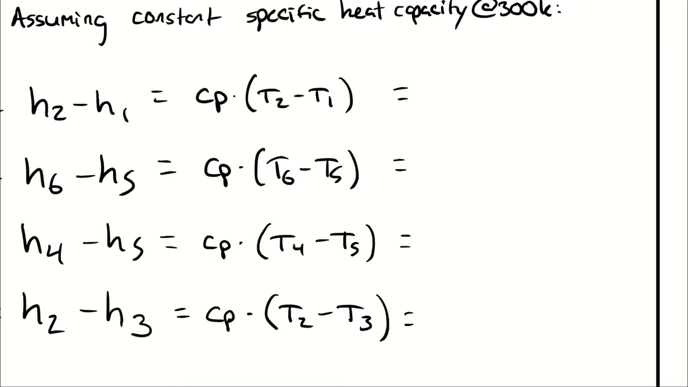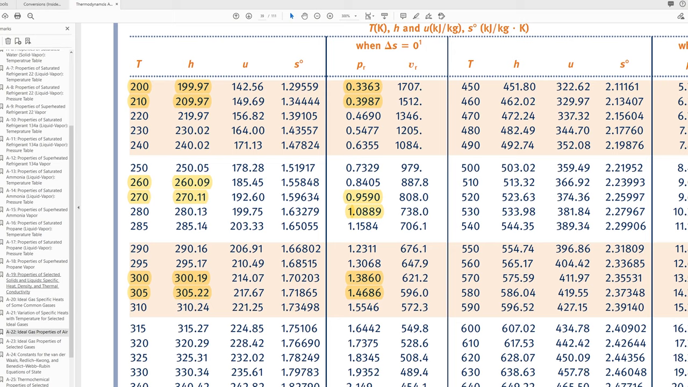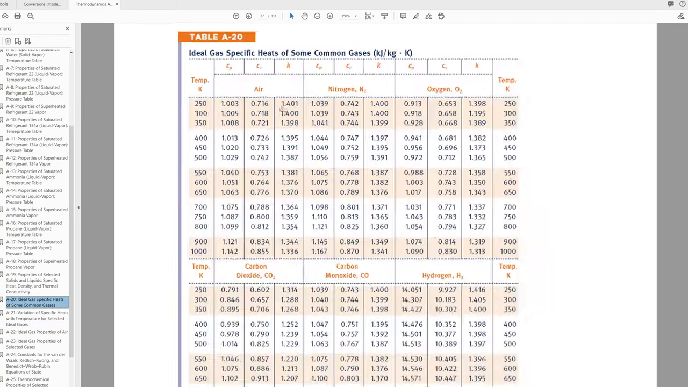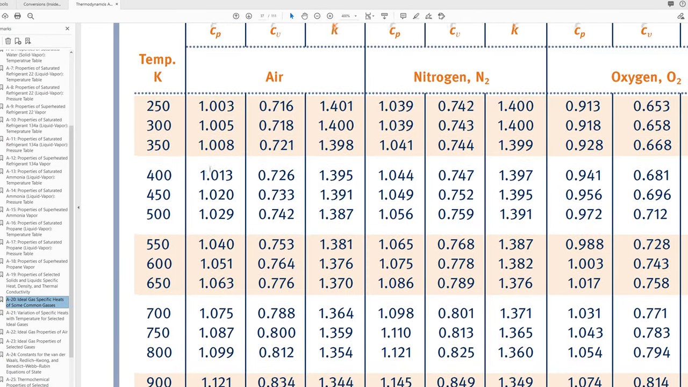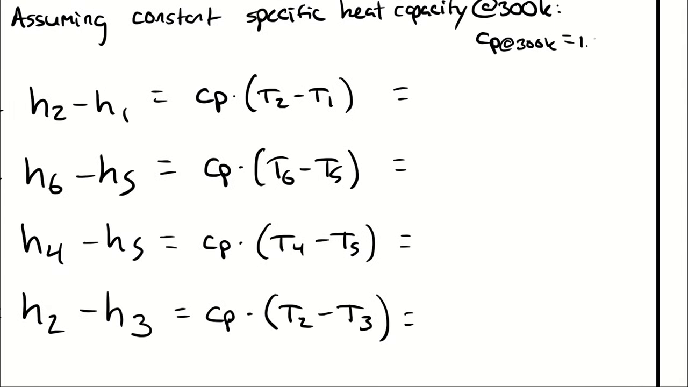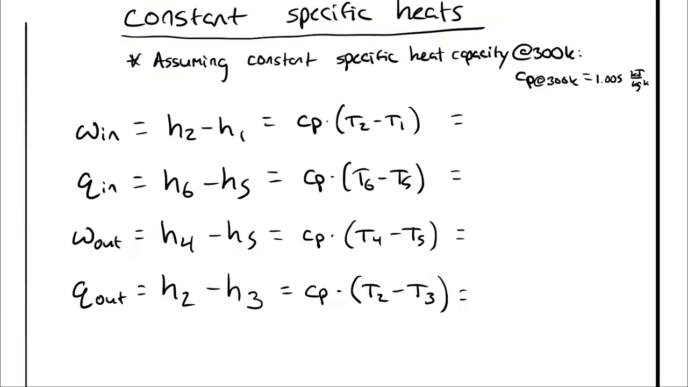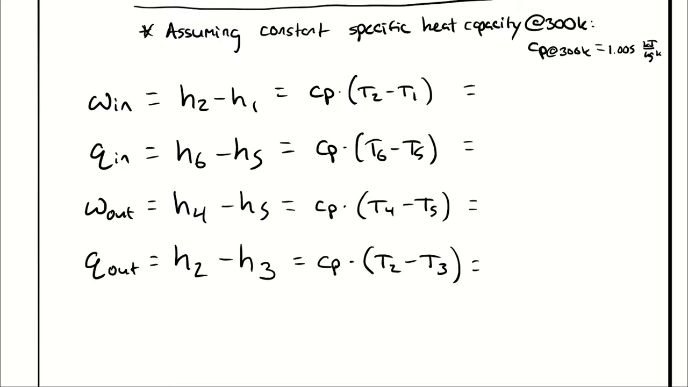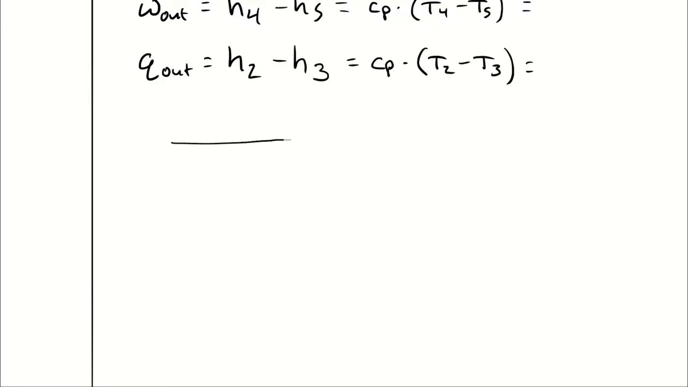So once we look up the CP of air at 300 Kelvin, and determine all six temperatures, we can calculate the work in, the work out, and the Q out. Since the lookup is easier, let's grab that before we get into our temperatures. From table A20, the CP of air at 300 Kelvin is 1.005. Next, we need 6 temperatures. For that, I'm going to build a little table.